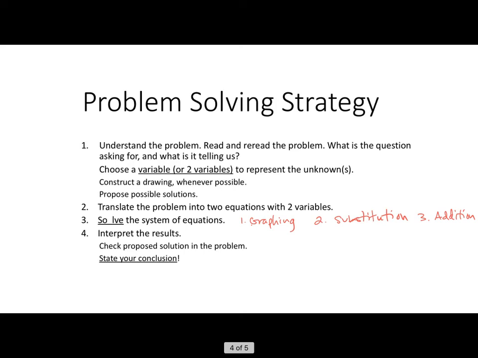And the last step is a super important step, right? You have to interpret your results. You can't just say x equals this, y equals this. What is this problem asking you for? Make sure that it makes sense for the problem, it checks out, and absolutely state your conclusion, which means answer the question, right?